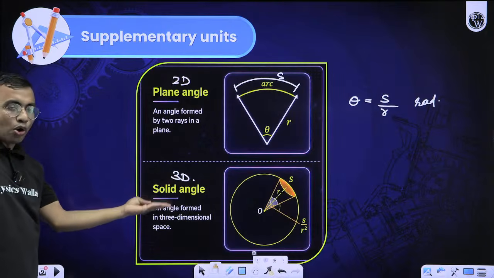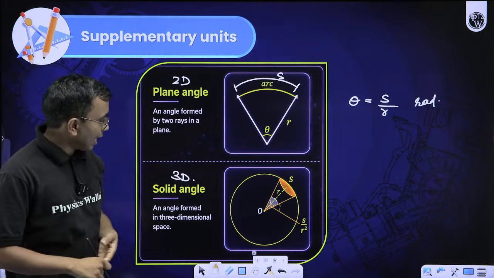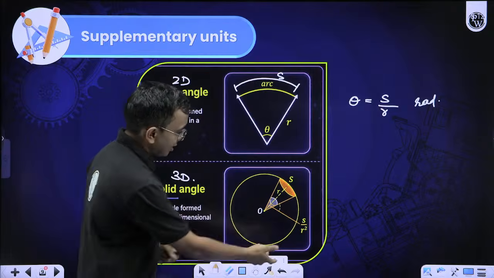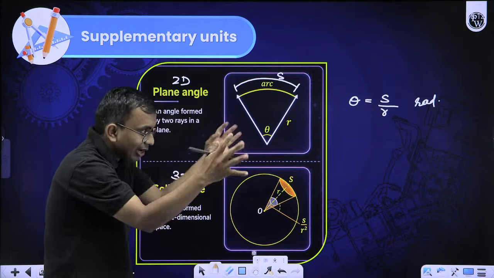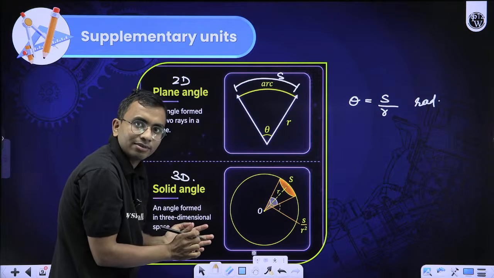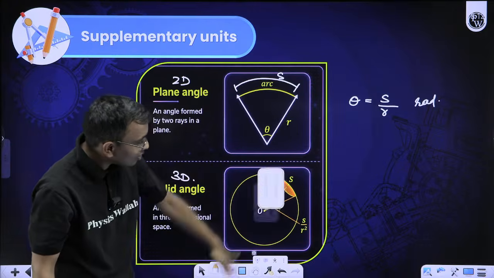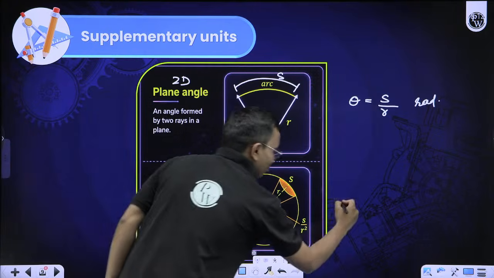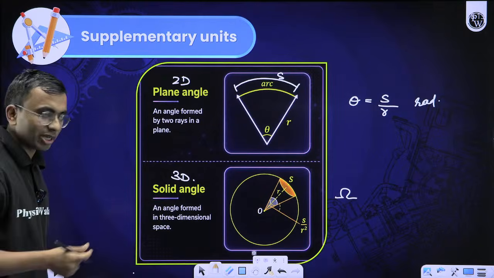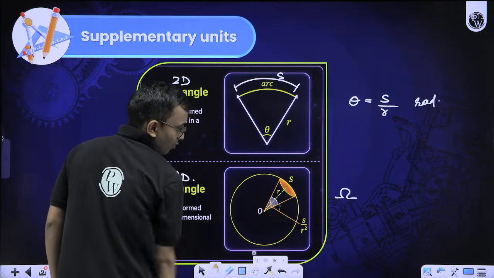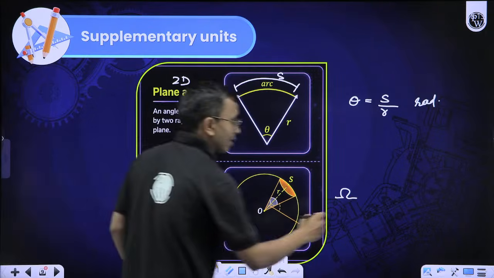Now the solid angle is in 3D, not in 2D. Let us take this as a sphere. You consider some portion of the area there. How much angle is that subtending at the center? In 3D, that we call my 3D angle. This 3D angle we denote with the symbol omega. This is also a symbol of omega. What is the unit of that? That is steradian, sr.